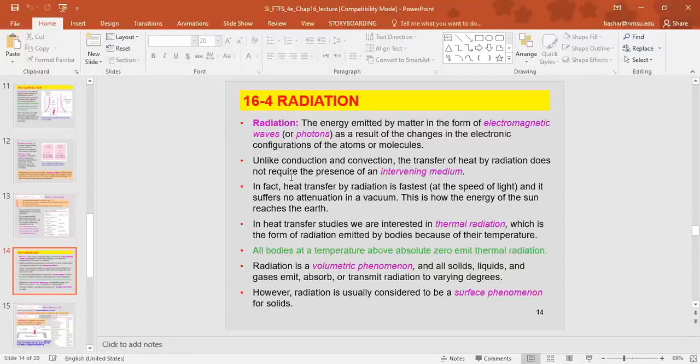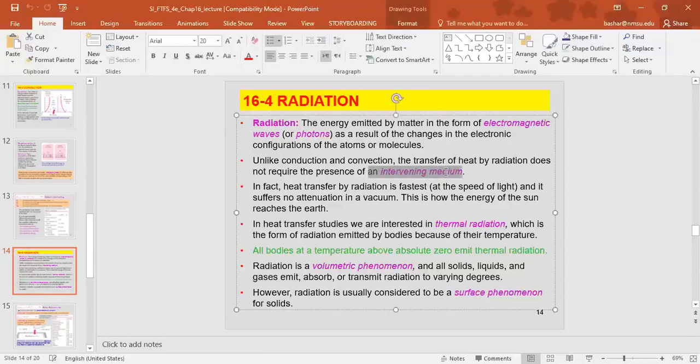Unlike convection and conduction, radiation does not require an intervening medium, so it can occur in a vacuum. The best example is the sun's rays through space that eventually reach the surface of the Earth.